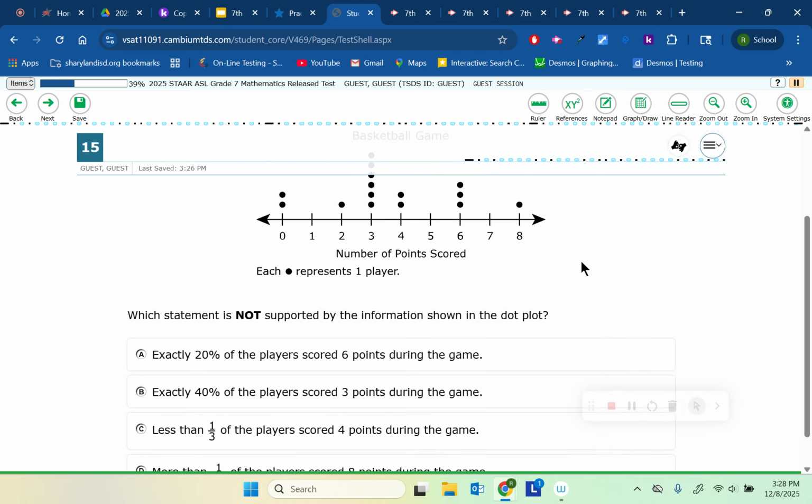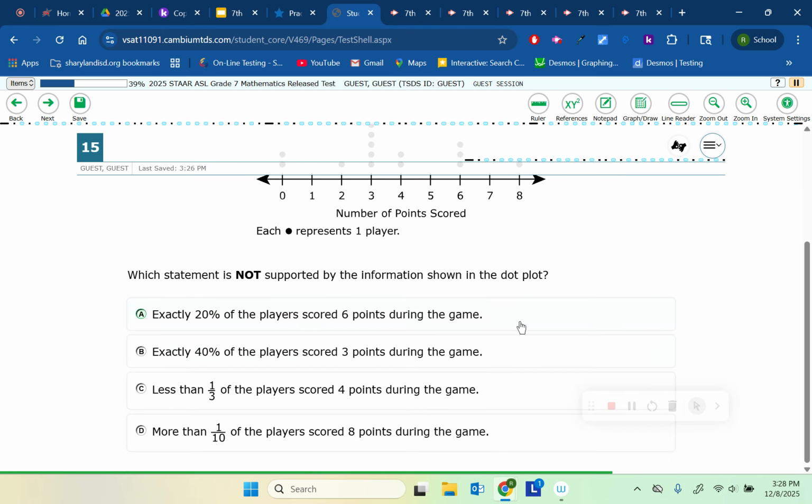So you're watching the video. I got 1 out of 15, and this is 1/10. So it is less than. So less of my players got 8 points. But this is telling me what? More than 1/10 of my players got. No. This statement is false. So this one was true.